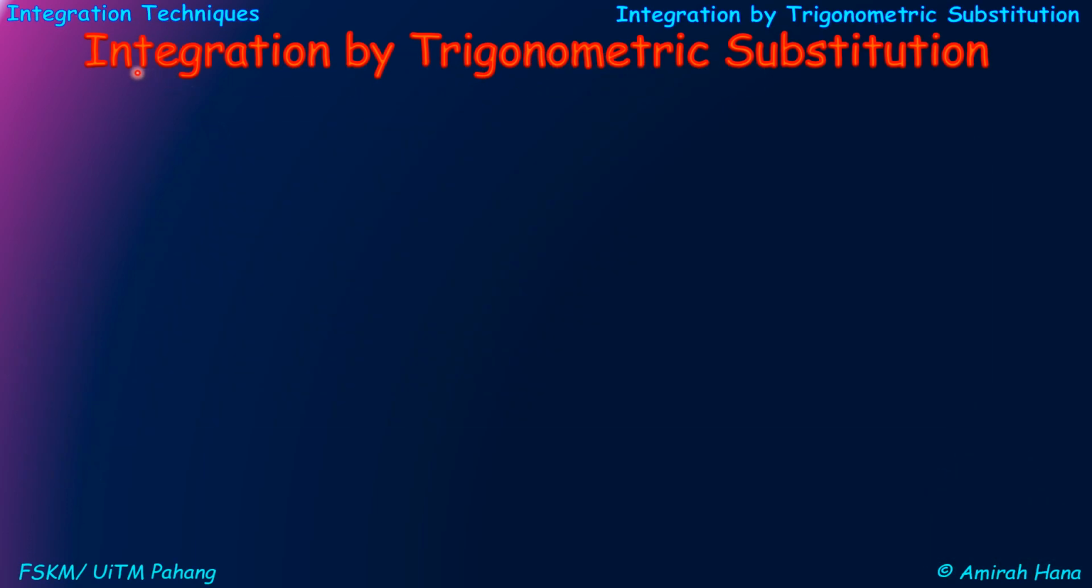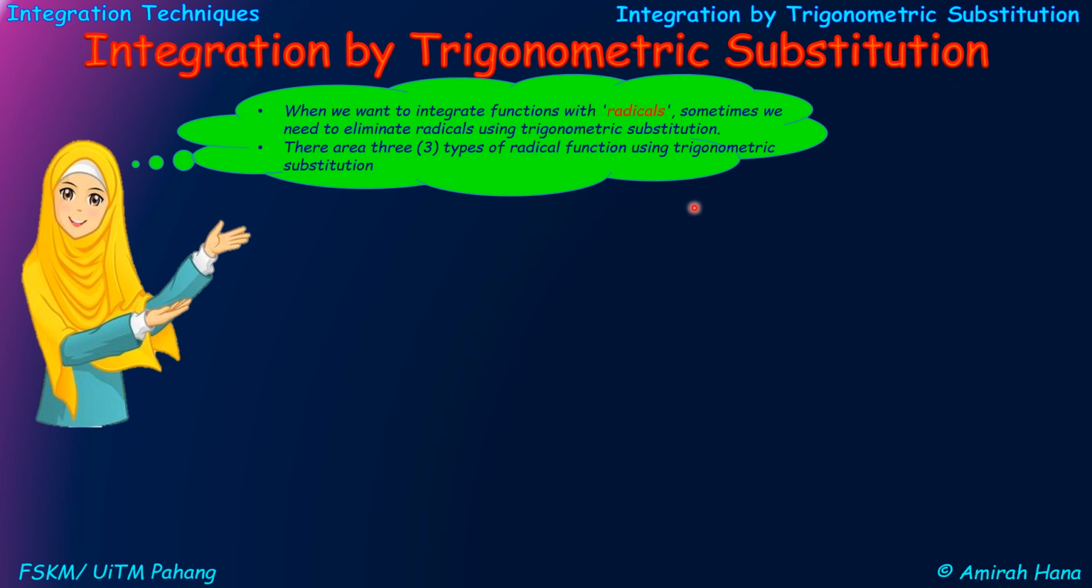Now we look at what is inside integration by trigonometric substitution. When we want to integrate a function with radicals, sometimes we need to eliminate the radicals using trigonometric substitution. There are 3 types of radical function using trigonometric substitution.